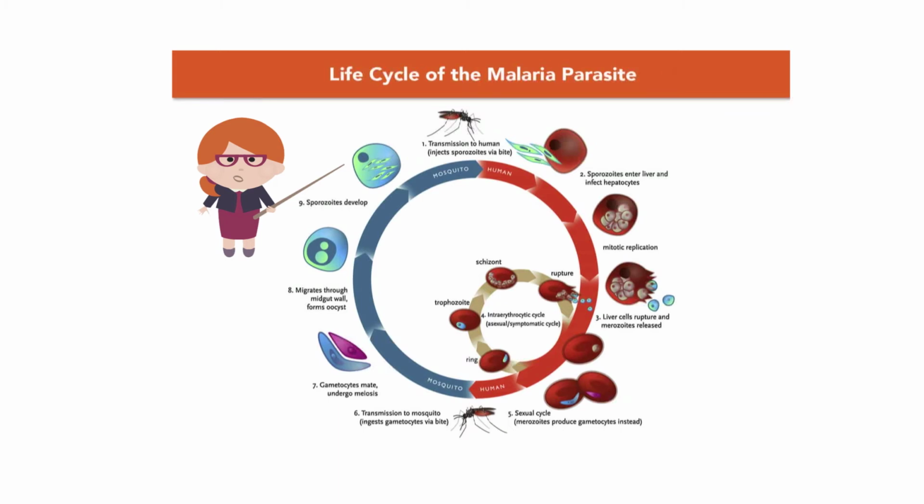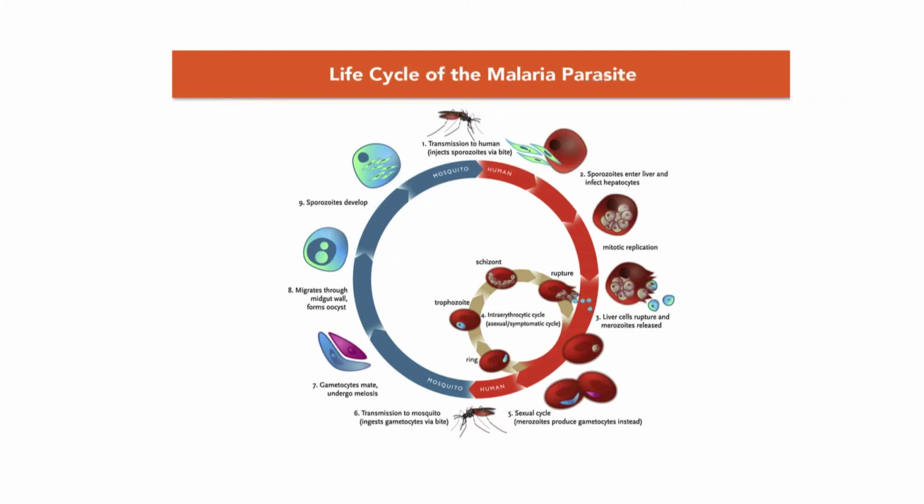Remember, the graphic cycle shows what happens in the human and the mosquito, and that is why I said earlier that the Plasmodium needs both the human and the mosquito in order for the parasite to complete its life cycle.